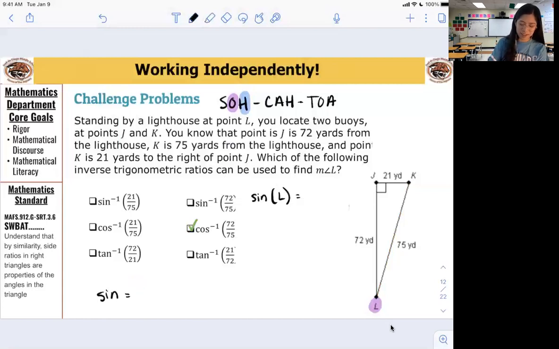Anyways, so what were we saying? So it's opposite over hypotenuse. So what would that be for L? Rios, back to you. Okay, so it's opposite. Wait, okay. This is from sine, so it's opposite 21 and 72. Careful, which one's the longest side? 75. Good, 75. Good.